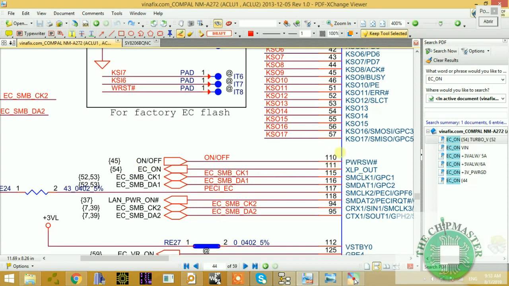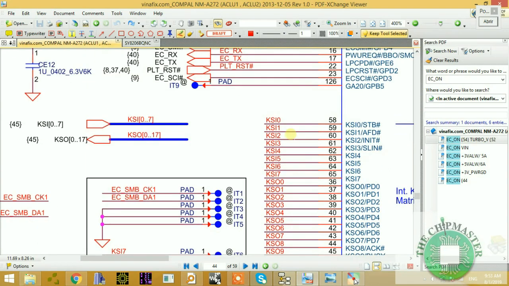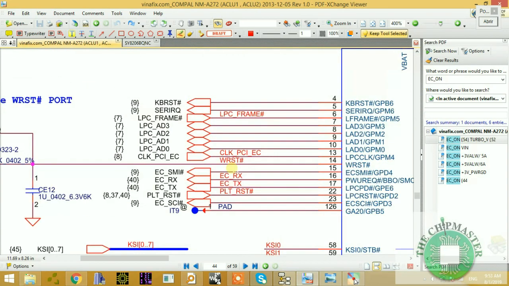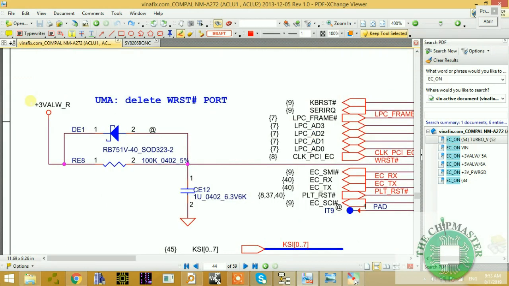So we have done one part, which is the power supply, right? The next one is reset. As you can see, plus 3 volt always.